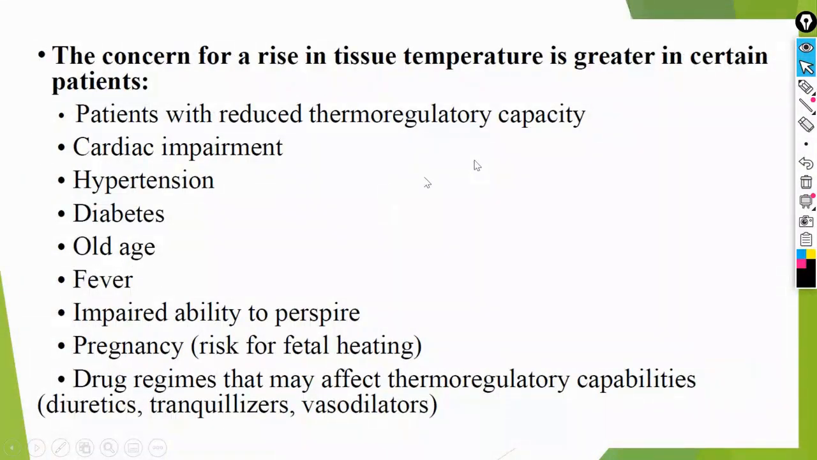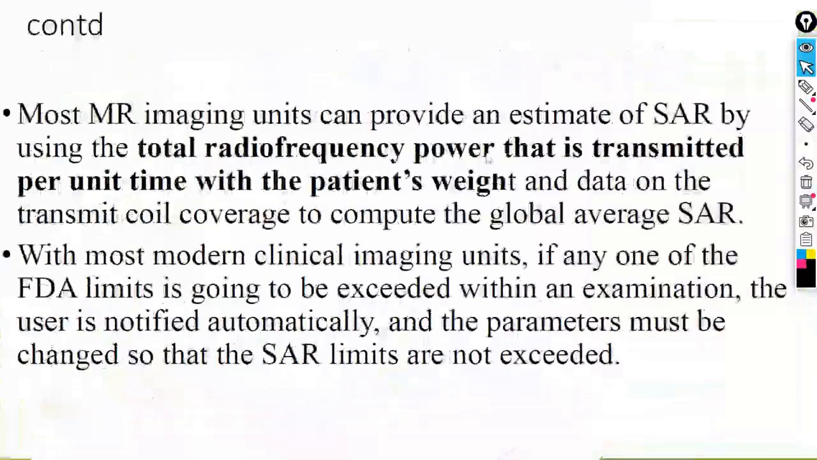Also, the SAR of the energy you are monitoring from the RF pulse undergoes absorption, which creates a heating effect. This absorbed energy is measured per unit of mass, which is in kilograms, and its unit is called watt per kilogram. This is the unit of SAR, the specific absorption rate. So the SAR expresses the amount of energy absorbed from the RF pulse that I am delivering to the patient.